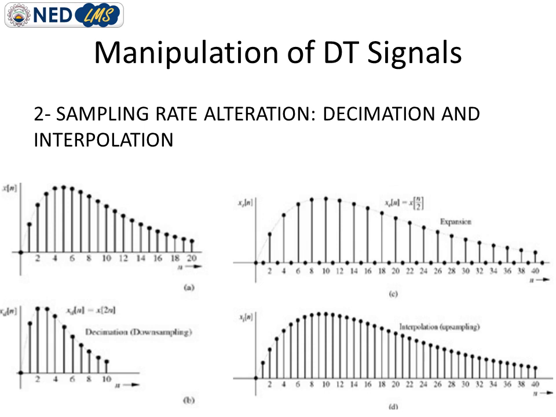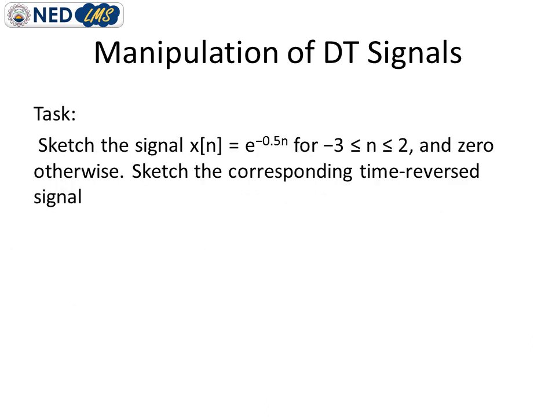You have to plot a sequence x of n, in which you plot the function e raised to the power minus 0.5 n, where the range of n is -3 to 2 and 0 otherwise. Then you have to just sketch the time reversed signal. Obviously we can apply other manipulation techniques such as scaling or shifting to this signal, but we are limiting the task to the time reversing operation only.